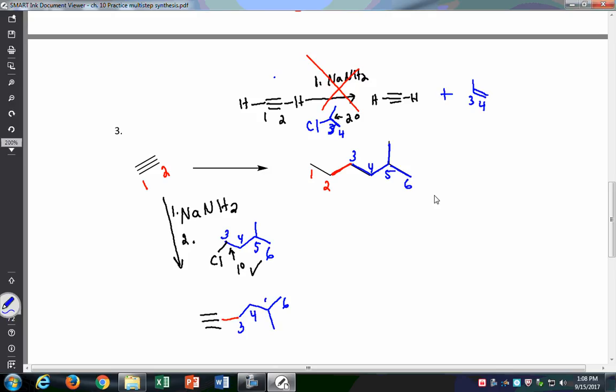What do we have to do to get our final product? What's the difference between this intermediate product and our final product? We get rid of the triple bond. So what are we adding to the triple bond? Hydrogens. We're going from the triple bond all the way to the single bond, so we can just do this with H2 and platinum, palladium, or nickel.